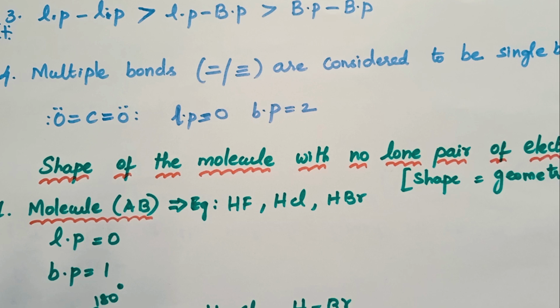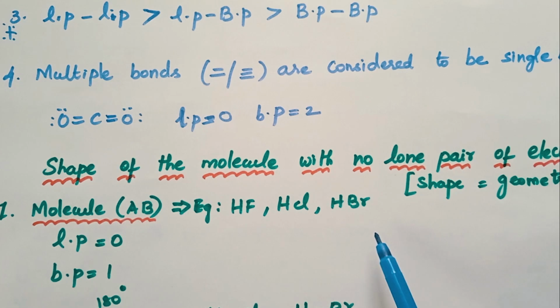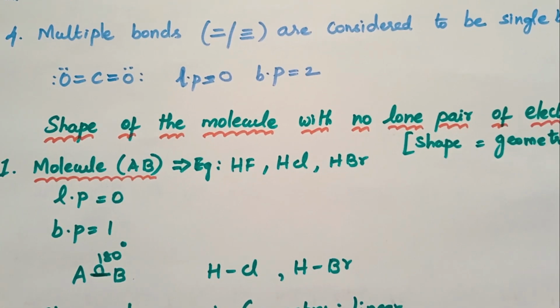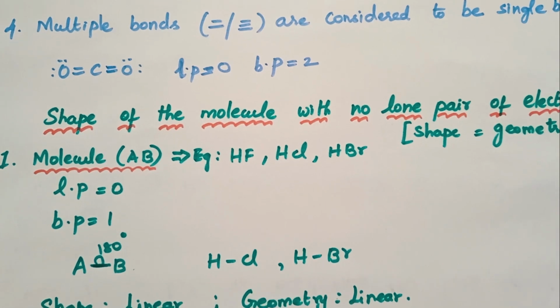Next we will see the shape of molecules with no lone pair of electrons. In this case, shape is equal to geometry. First we will see the AB type of molecule. Examples for this are HF, HCl and HBr. Here the lone pair is equal to 0 and bond pair is equal to 1. Since there is only one bond, A is bonded with B, it forms a linear shape. Since it is a linear shape, the bond angle is 180 degrees.